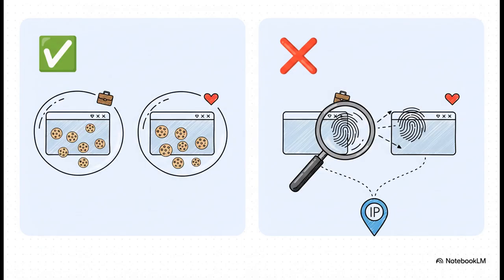Okay, let's climb up to level 2, using separate browser profiles. Now, this is a genuinely good step up. You can set up a work profile and a personal one, and each will have its own separate cookies, its own history. It's much cleaner. But, and this is a big but, there's a huge weakness. They're still using the same IP address, and crucially, they still have the exact same browser fingerprint. For any half-decent tracker out there, connecting those dots is child's play.